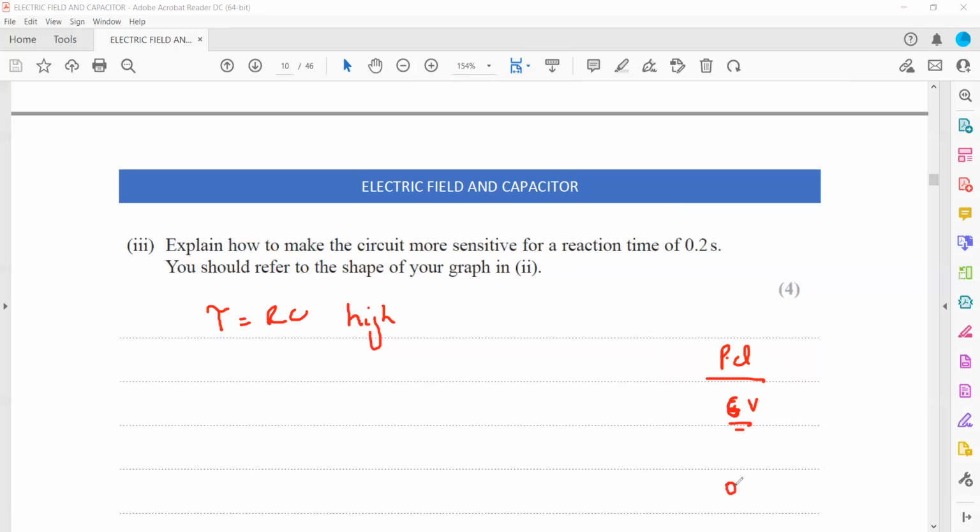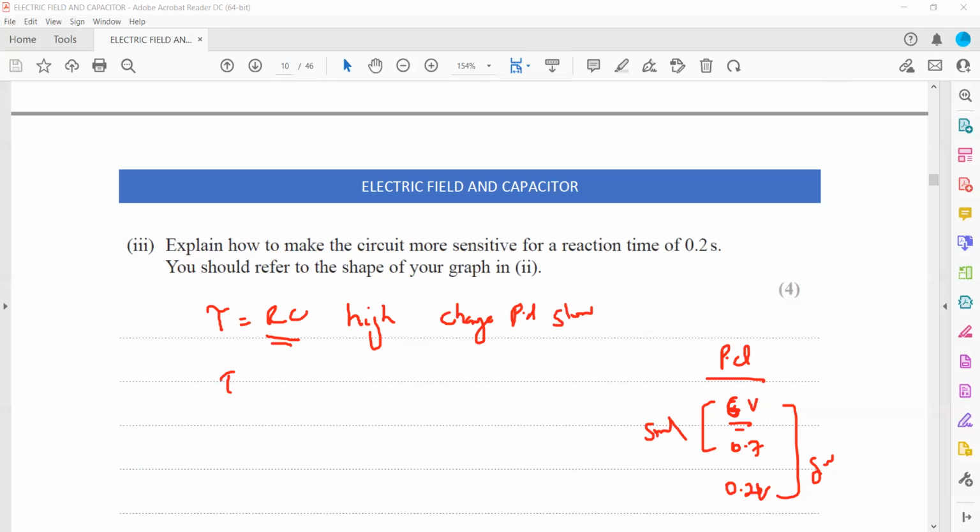Like if it was 6 and it changes from 6 to 0.2 volt, it will be a greater change as compared to changing from 6 to 0.7 volt. This will be a small change, this will be a greater change. We want the change to be greater. But if we use a high value of the time constant, then the values of R and C will be very high. If the value of R and C is high, what will happen? The change in the potential will be slow.